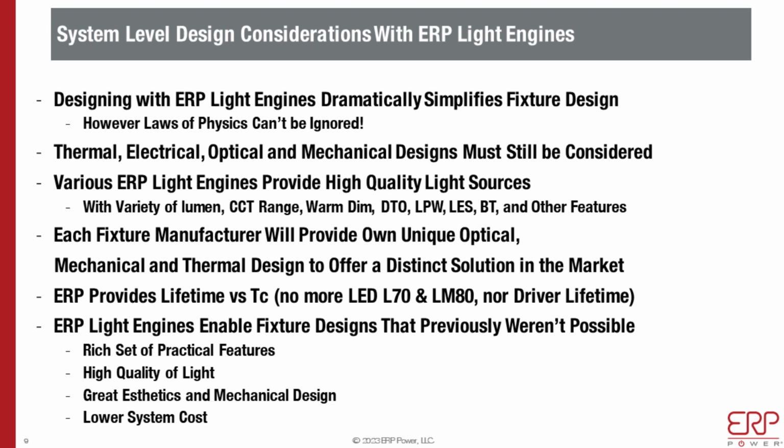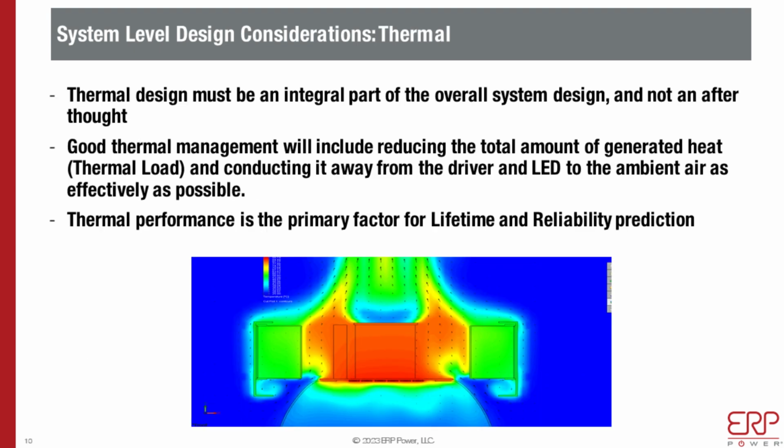So ERP light engines enable designs that previously weren't possible because of some of the things that I just talked about. They have a rich set of practical features that conventional fixtures may or may not have, depending on the cost structure. And the high quality of light, static and mechanical, due to the fact that it's miniaturized, essentially gives fixture manufacturers a lot of freedom on the mechanical design. And all of it is done at a lower system cost.